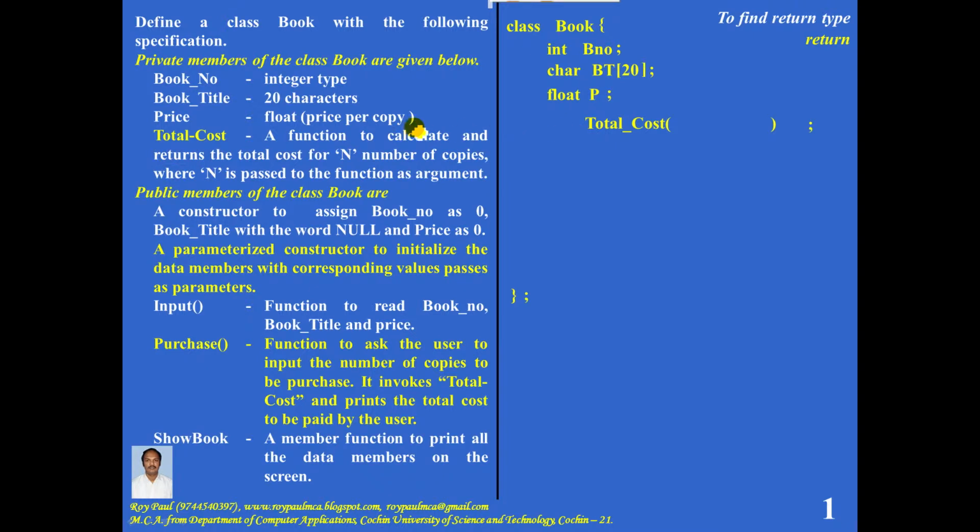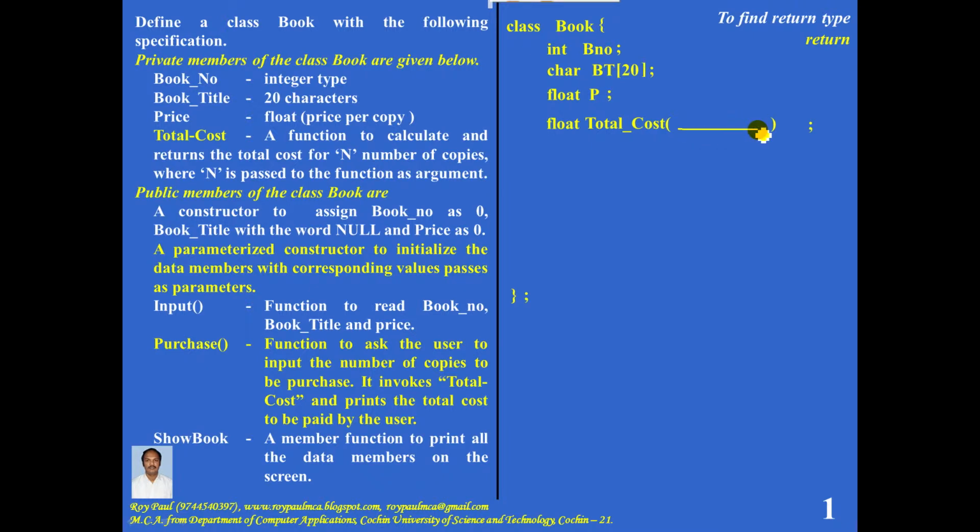How do you find the return type? A function to calculate and return the total cost for n number of copies, n number of books. So price of one book is there in this data member. It is float. So price of n books will be float, a decimal number. So it returns the total cost for n number of books. Price of one book is float, so certainly price of n books will be float. So the return type is float.